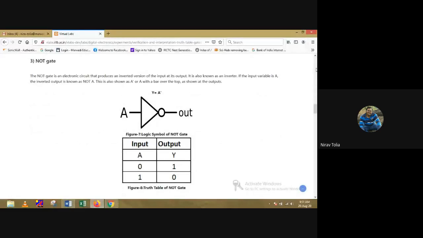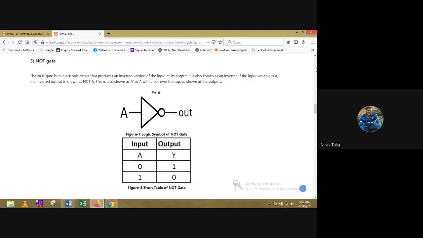The next one is the NOT gate. Generally, the NOT gate has only a single input. Otherwise, all the other gates like AND gate, OR gate, NAND gate, NOR gate, exclusive OR and exclusive NOR are generally two input gates. But the NOT gate has only a single input. So the NOT gate has only one input and one output.